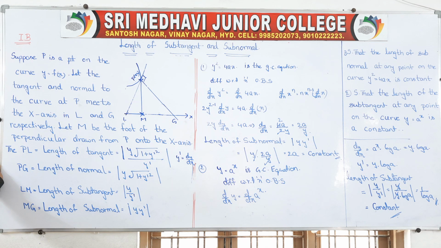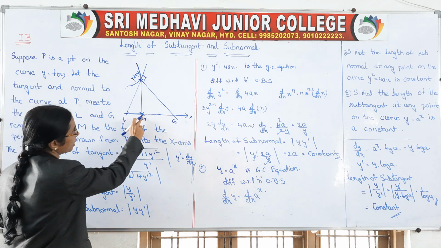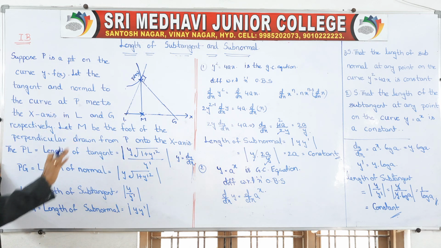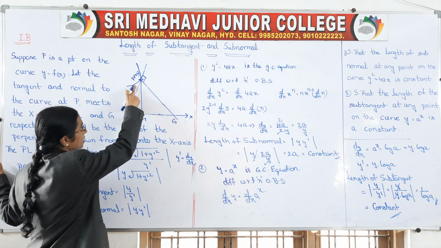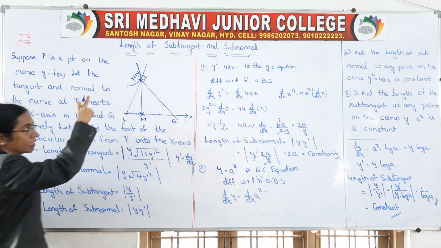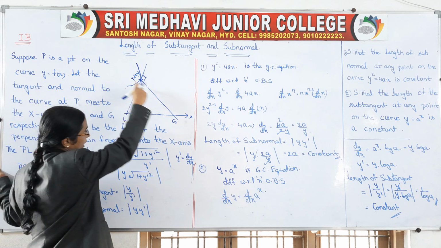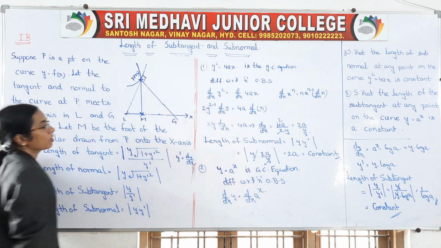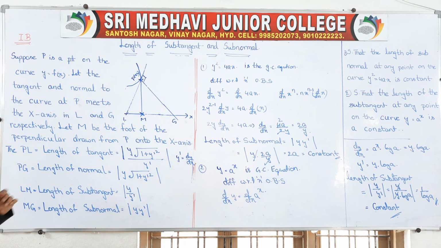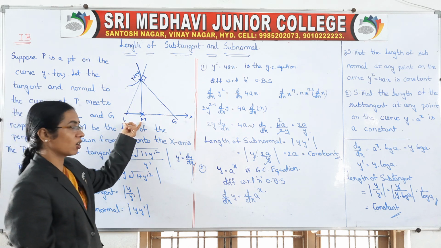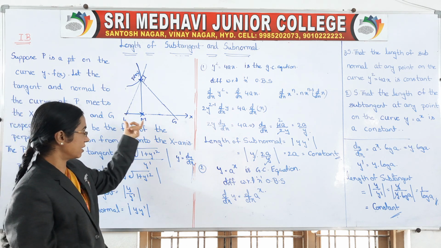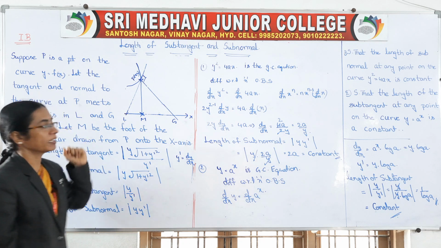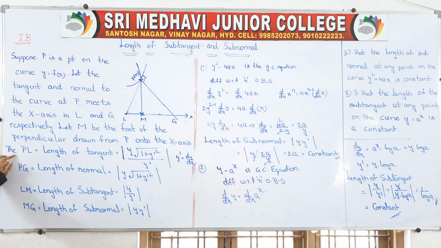Next, from that point you draw one perpendicular line, then M will be the foot of the perpendicular on the x-axis. This PL is called the length of the tangent and PG is called the length of the normal. LM is called the length of subtangent and MG is called the length of subnormal.